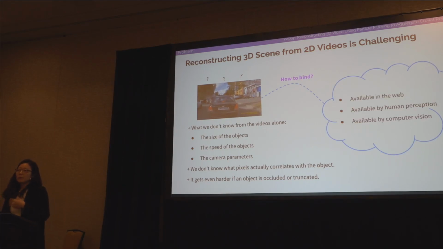But there are actually resources where this information is available. Some information is available on the web, some is available by human perception, and some is available by computation using computer vision. So now the problem is, if we can use this available information, how are we going to tie and bind this information into the video pixels?